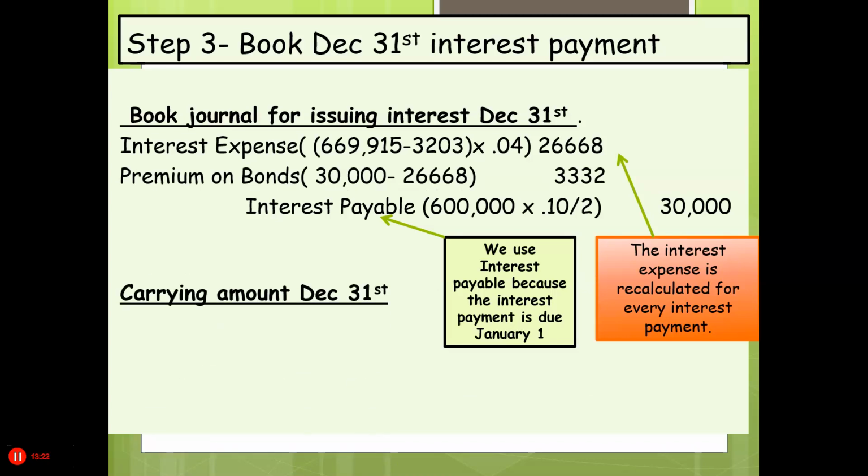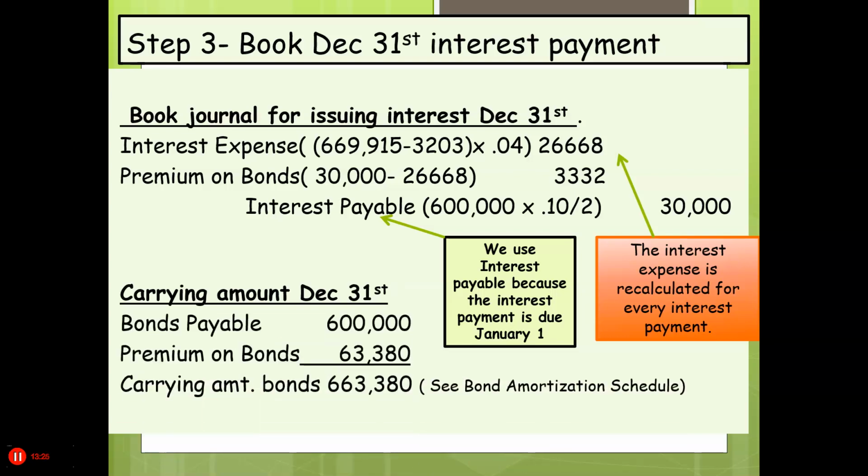Carrying amount. The carrying amount is going to be bonds payable minus the balance in the premium on bonds. And that's going to give you your net carrying amount for your bonds. So remember, premium on bonds has already been reduced by 2 payments. And that ends this presentation, part 1.